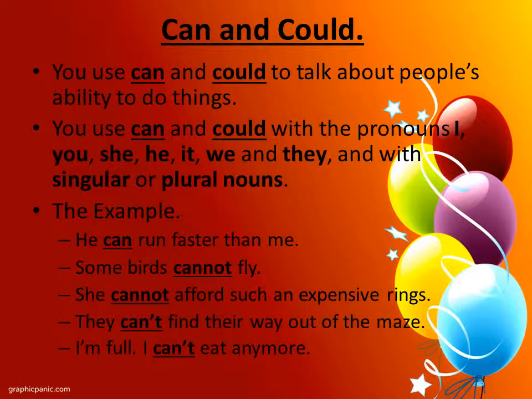Can and could. You use can and could to talk about people's ability to do things. You use can and could with the pronouns I, you, she, he, it, we, and they, and with singular or plural nouns. For example: He can run faster than me. Some birds can't fly. She can't afford such an expensive ring. They can't find their way out of the maze. I'm full. I can't eat any more.